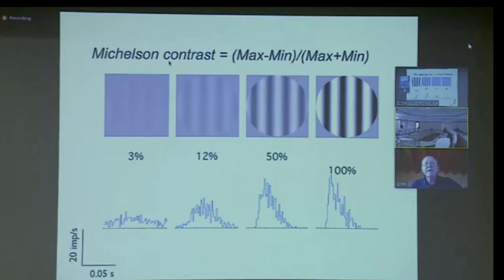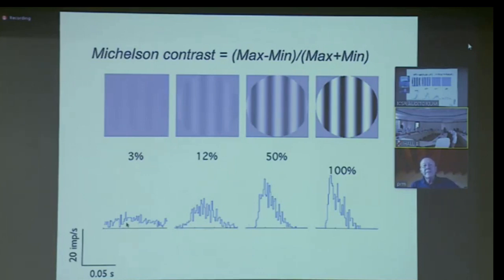We can express the contrast of a stimulus as the difference between the maximum and minimum divided by their sum. So if this was 12%, then the difference between the dark bar and light bar here would be 12% of their sum. So here, low contrast, 3%, close to your limit of contrast sensitivity. You can barely distinguish the light and dark regions from a uniform gray background. Here, at very high contrast, the stimulus is easily distinguishable from the gray background.